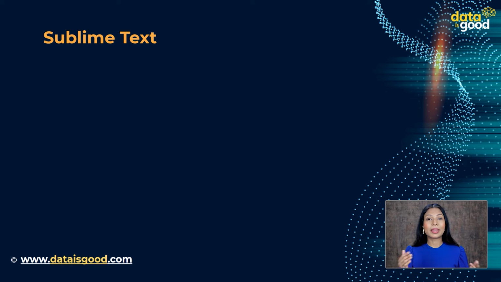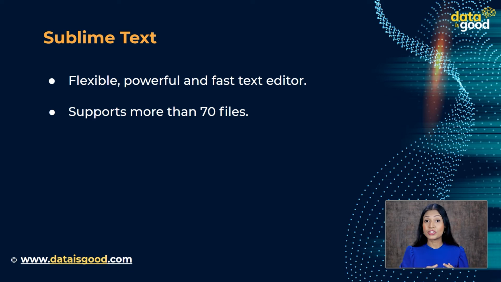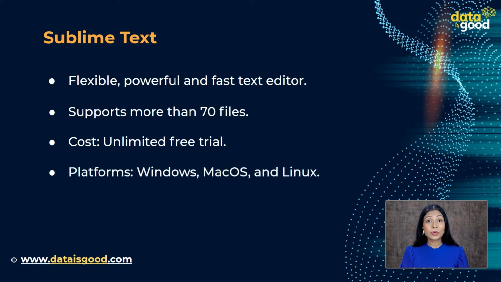Number 1, Sublime Text. If you want a flexible, powerful, and fast text editor, then look no further than Sublime Text. Besides speed, Sublime Text supports more than 70 file types, and among them are JavaScript, HTML, and CSS. Cost: unlimited free trial, $70 per user for business or personal license. Platforms: Windows, Mac OS, and Linux.